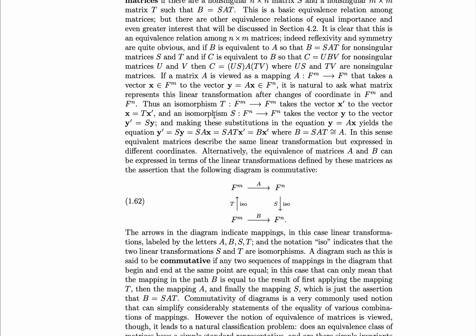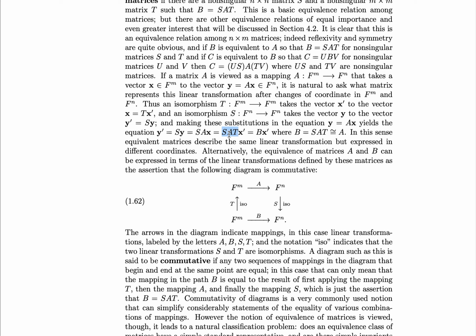Well, we'll recall the coordinate change is an isomorphism, but from a set to itself. So we say that we choose it to be isomorphism T, and it sends the vector x prime to the vector x, such that this is true. And you do the same thing with S, since we're going to have a coordinate change in Fn. This will give you y prime is equal to Sy. Thus, making the substitution into the equation y is equal to Ax, we get that y prime is equal to Sy. We said y is equal to Ax, so this is SAx. And then we remember that x was Tx prime, so this is SATx prime.